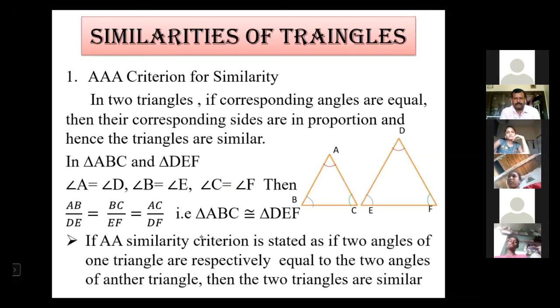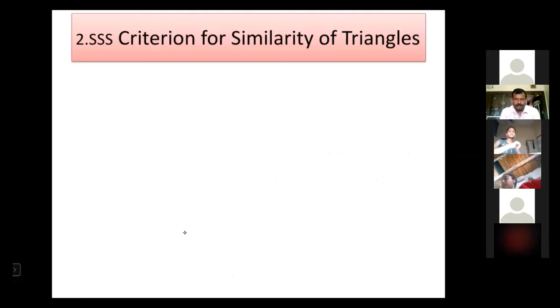Then AA similarity means angle criteria. If two angles are equal, automatically the third angle is the same, as the sum of the angles is 180 degrees. So automatically the three angles are equal. If the three angles are equal, the ratios of the corresponding sides are equal. Then it is another similarity, SSS similarity.